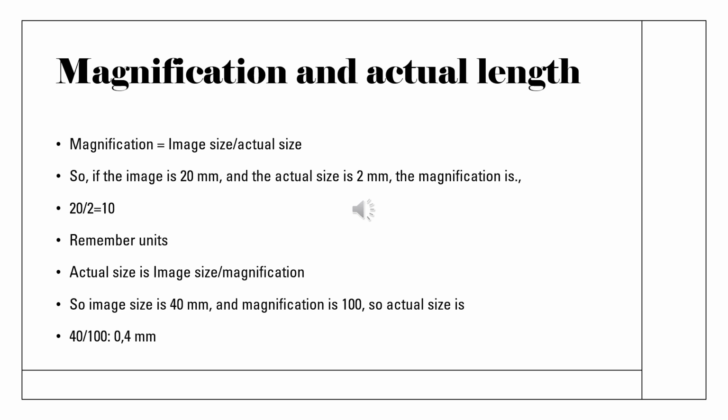Actual size is image size divided by magnification. So if I have an image size that is 40 millimeters and the magnification is 100, then the actual size will be 40 divided by 100, which is 0.4, and then I must remember the unit, millimeters.